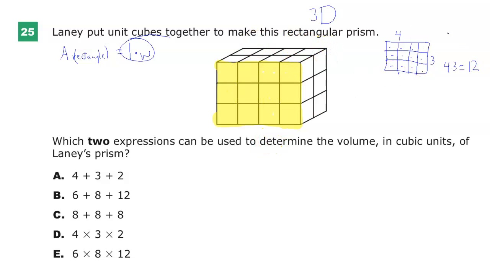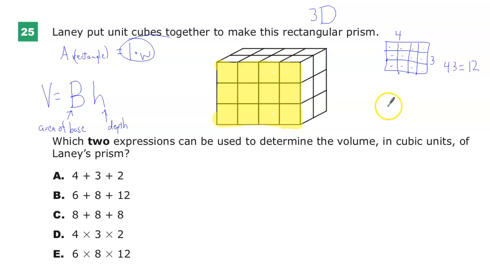So the formula for a volume, unlike area that has two dimensions, you have what's called big B, or area of the base, times the height. So the height here is just depth. And the big B here is the area of the base, which we already found, yay us.